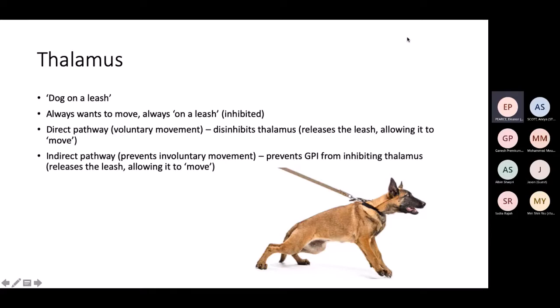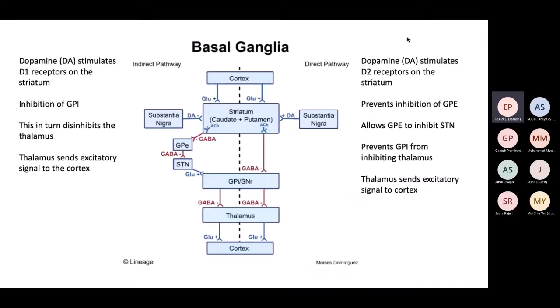So your thalamus, this was taught to us in medical school, is like a dog on a leash. So it always wants to go. So at any one time, the thalamus is inhibited. And the direct and indirect pathways both work by releasing that inhibition on the thalamus, which allows it to move and send signals to the cortex. So we'll go through in a second. So here's a good overview that I found of your basal ganglia. So your indirect pathway, your cortex sends sort of excitatory signals to the striatum, and you've also got dopamine stimulating from the substantia nigra.